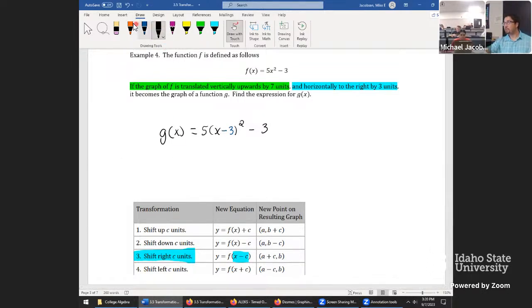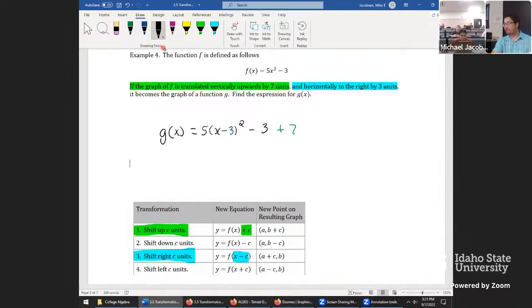Now we have to deal with this portion in green. In green, it says we're going vertically upwards. So shift up C units. We're in transformation number 1. And that's essentially all that's going to happen. We just tack on that amount to the far right. So up and down, think of that as things go the direction you would expect them. So +7 here. But if you're going left or right in the formula, the number comes in backwards of our expectations. But this is essentially all we had to do.